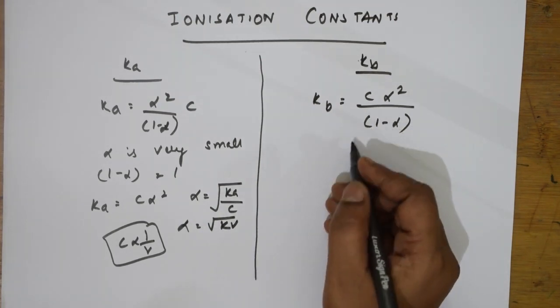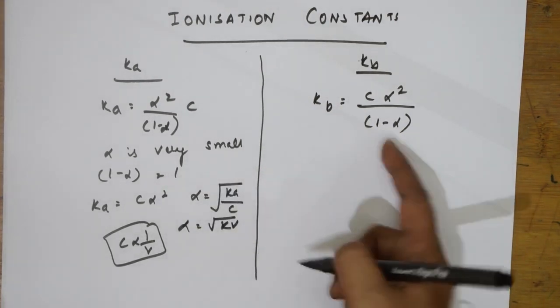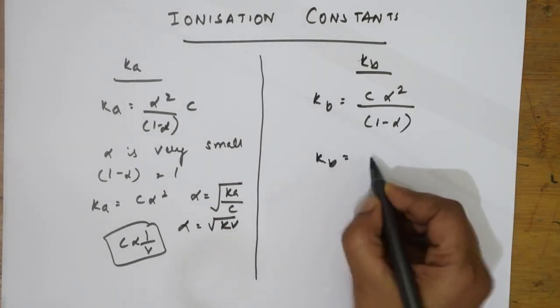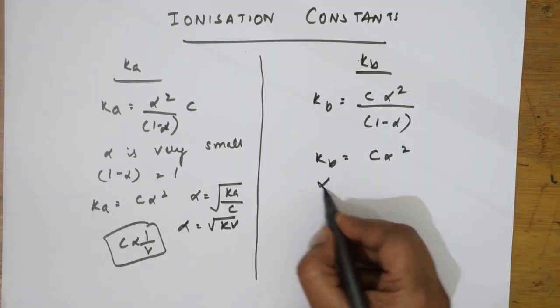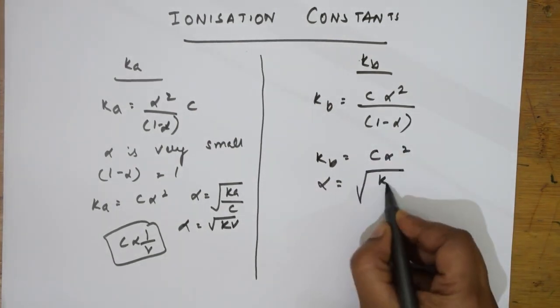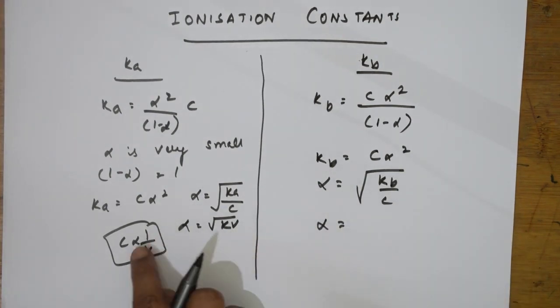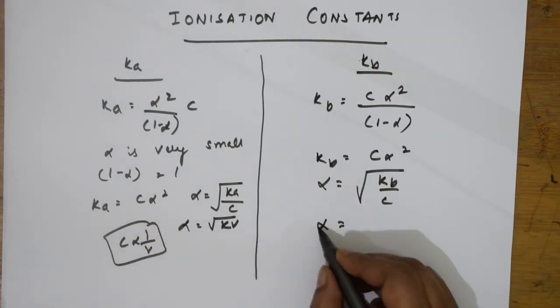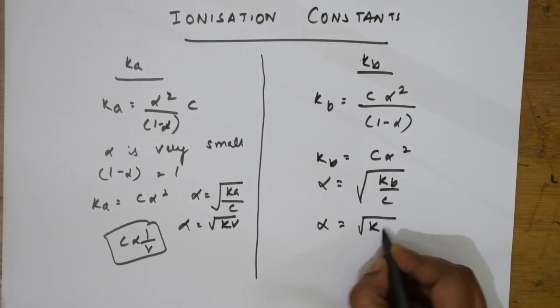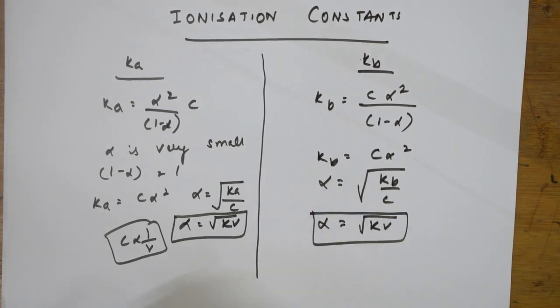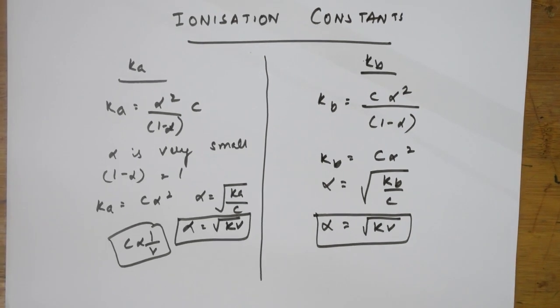Suppose I have to write the same thing for a base. If alpha is very small, 1 minus alpha will be 1. So Kb will become equal to C alpha square. Alpha is equal to root of Kb by C. Since C is inversely related to 1 by volume, alpha becomes root of Kb into V. This is one more formula. What is V? V is the volume of the solution containing 1 mole.